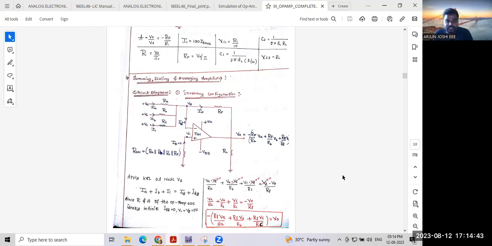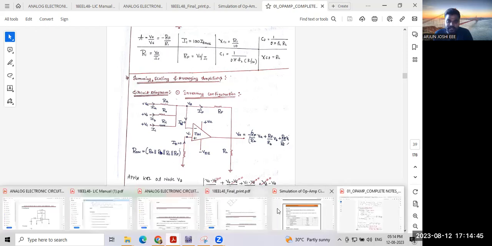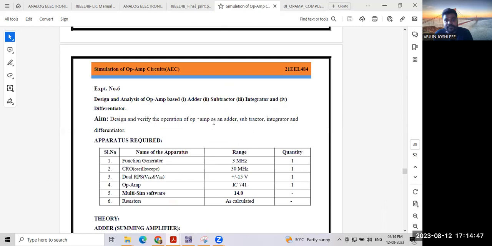In this session, let's start our experiment number 8 as per our series. After completion of the precision rectifier, let's move on to experiment 8, that is the design and analysis of op-amp based circuits.